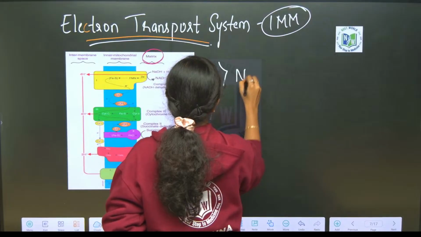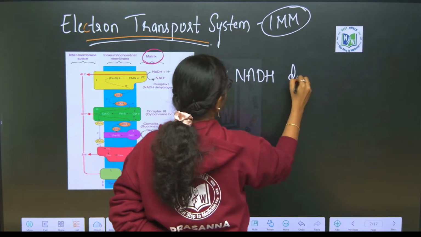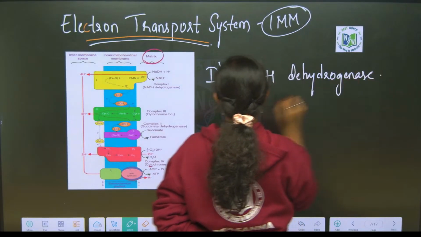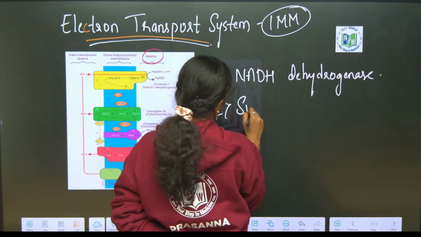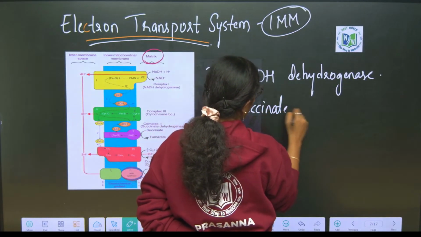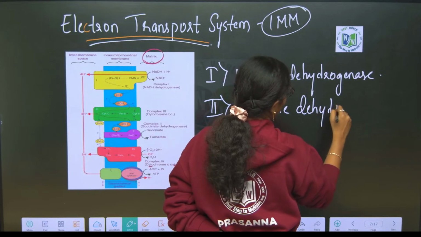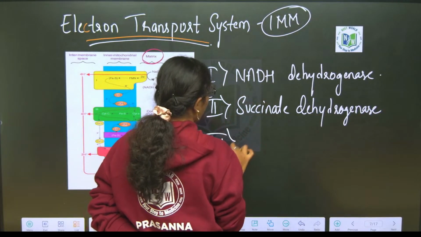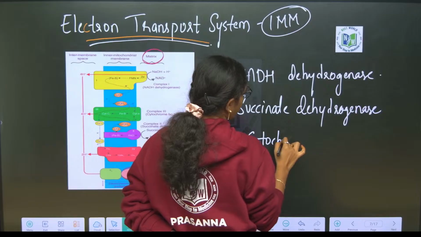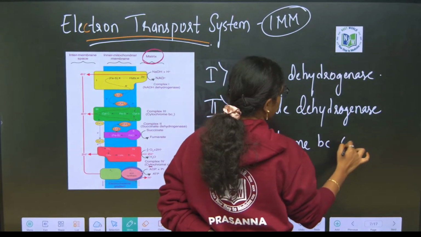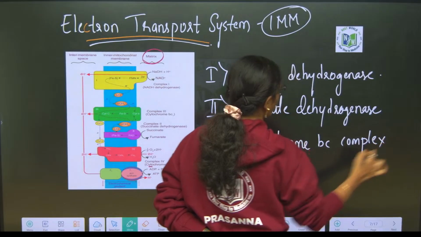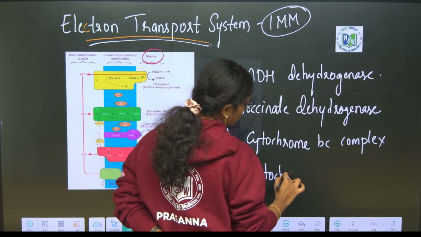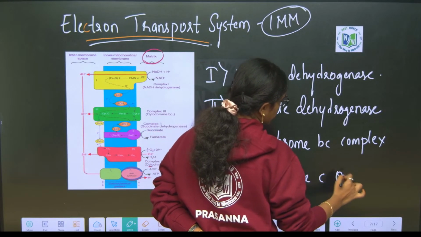What is complex 1? NADH dehydrogenase. Complex 2 is succinate dehydrogenase. Complex 3 is cytochrome BC complex. Yes, cytochrome BC complex. Complex 4 is cytochrome C oxidase.